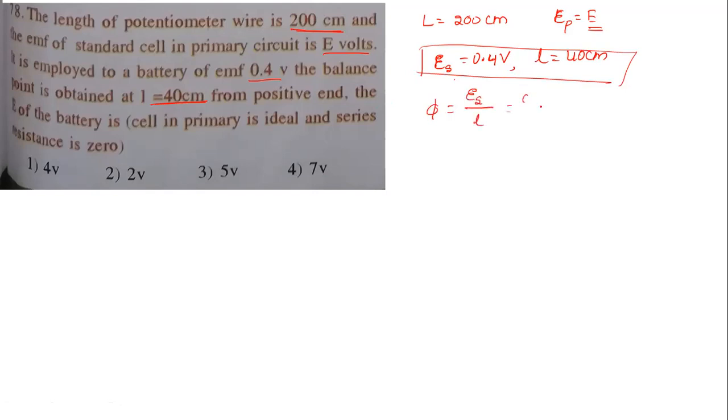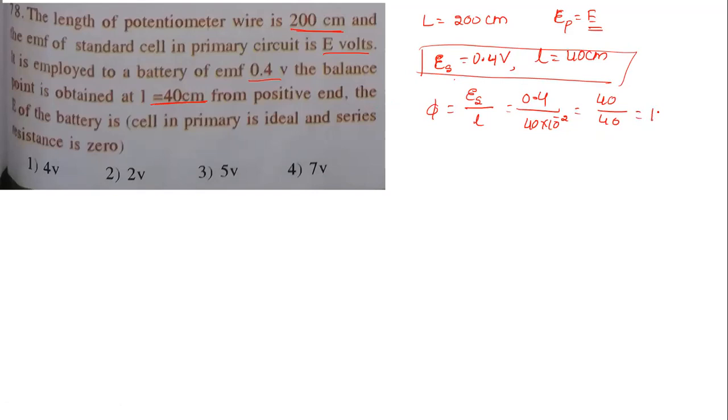E secondary 0.4 by length 40 centimeter, 40 into 10 power minus 2. It will go to numerator. It will become 40 divided by 40, right? Because 10 power minus 2 will go to numerator, become 10 power plus 2, it will become 40. So potential gradient, we are going to get 1.